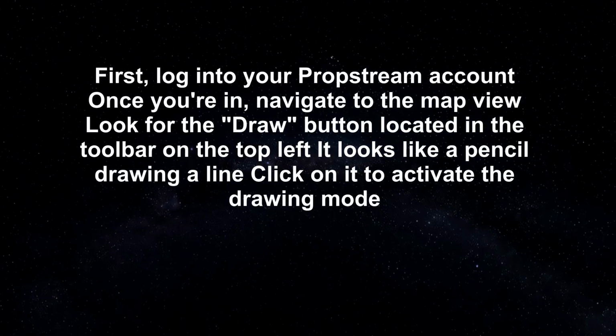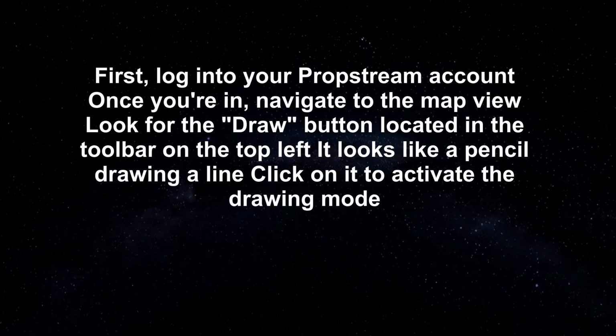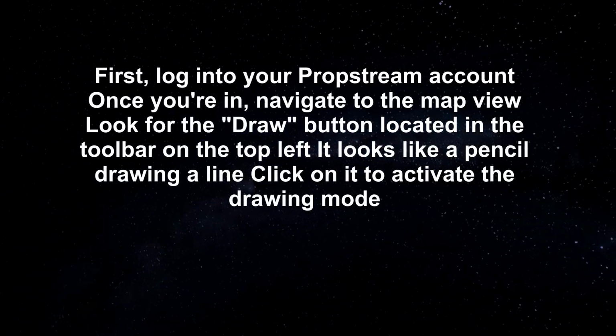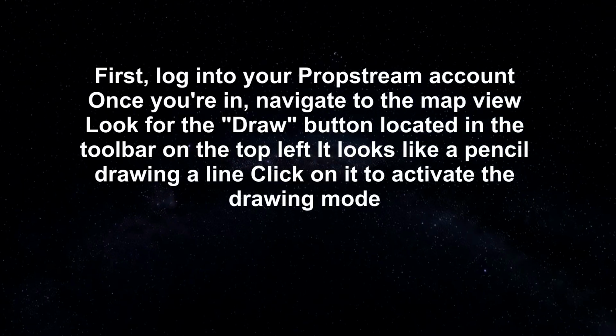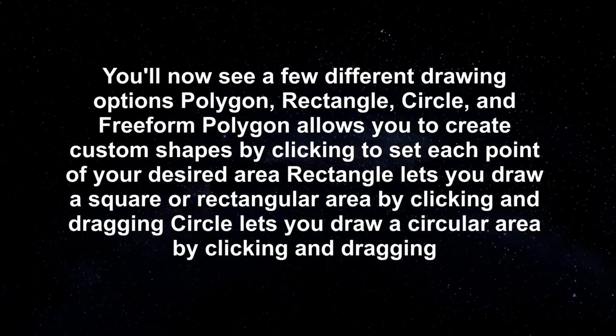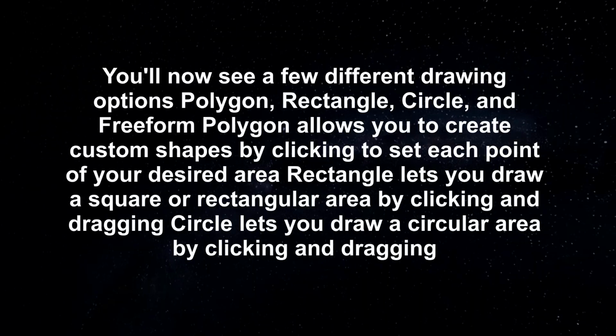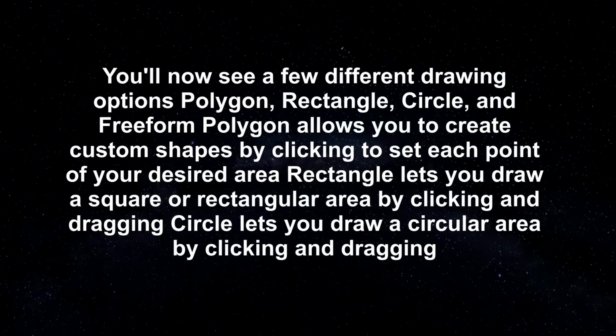Look for the Draw button located in the toolbar on the top left. It looks like a pencil drawing a line. Click on it to activate the drawing mode. You'll now see a few different drawing options: polygon, rectangle, circle, and freeform.